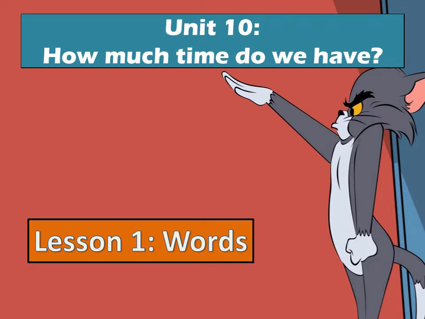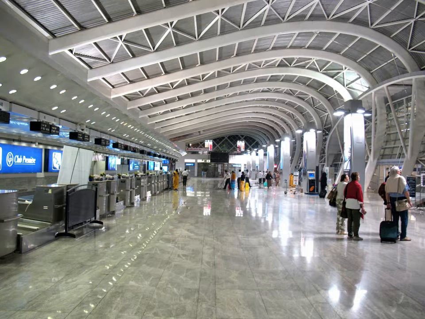We're going to learn a new lesson. Unit 10. Lesson 1. Words. Look at the picture. Where is it? It's an airport. Today we're going to study some new words related to this place. Are you ready?